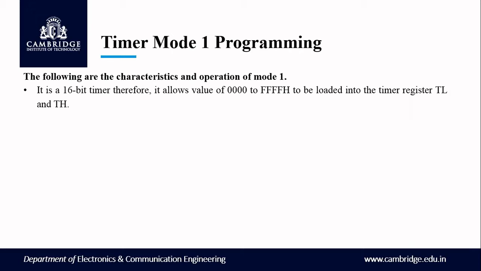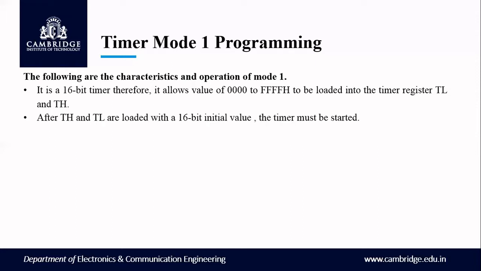If you take the minimum value and load both TL and TH with zeros, it will count from all zeros to all FFFFH, meaning a total of 65,536 counts you can get from this. Then these counts are multiplied by the time period to generate the delay. That is the first thing we need to understand in mode 1 programming.